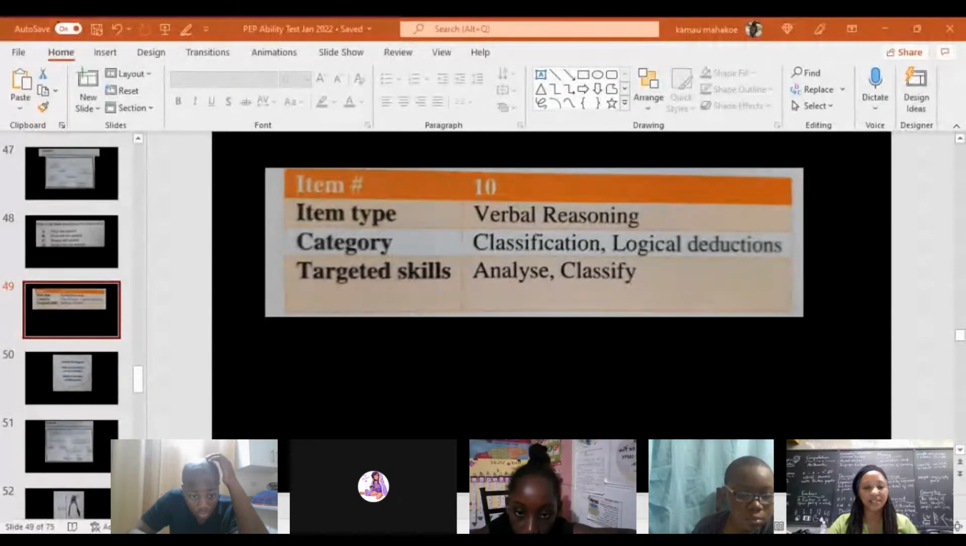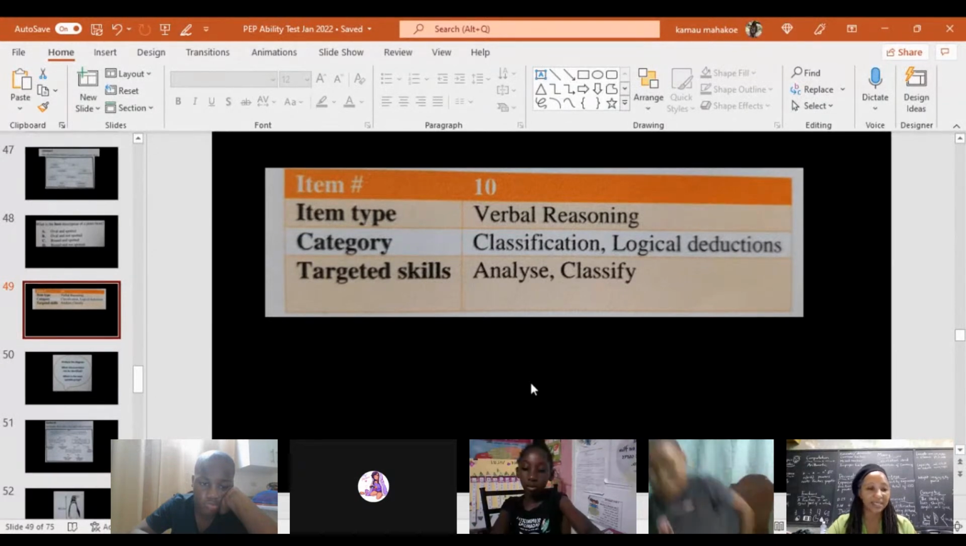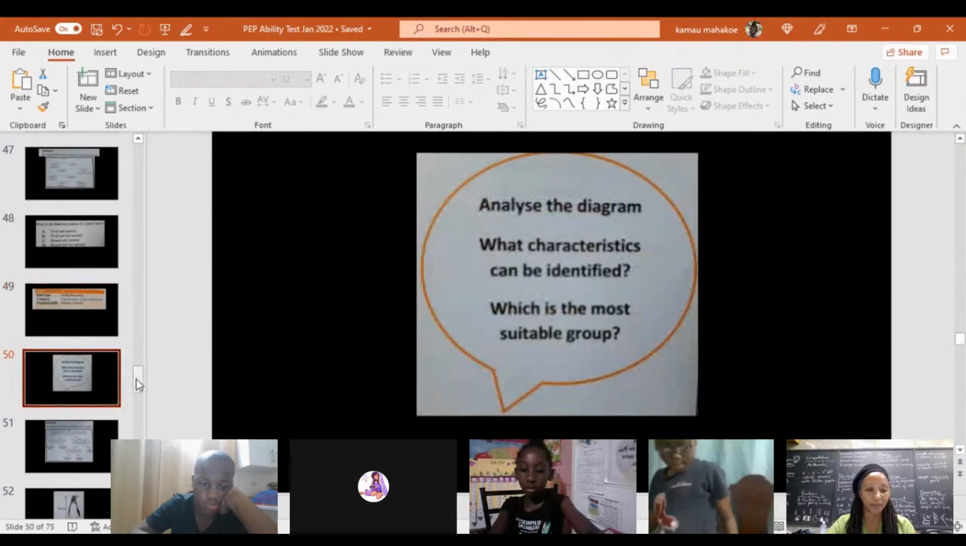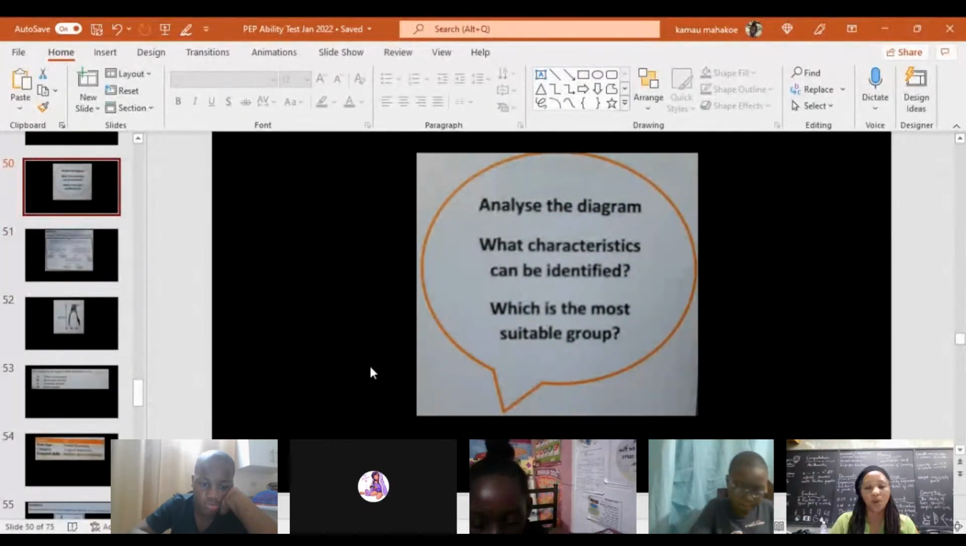All right, so we're going to continue now, and I'm going to tell you about item 10. So this item, the type is verbal reasoning, category, classification, logical deductions, and the targeted skills is to analyze and classify. We're to analyze the diagram, what characteristics can be identified, and which is the most suitable group.